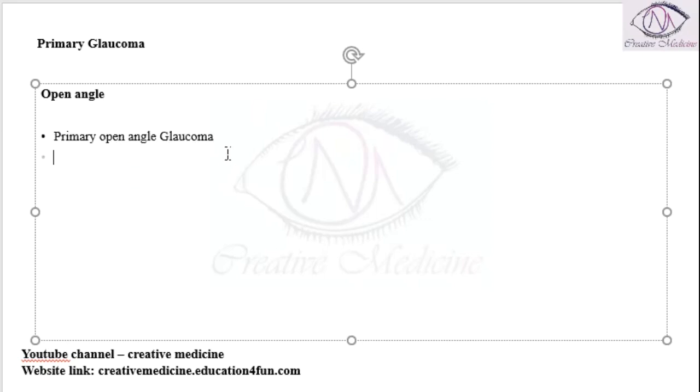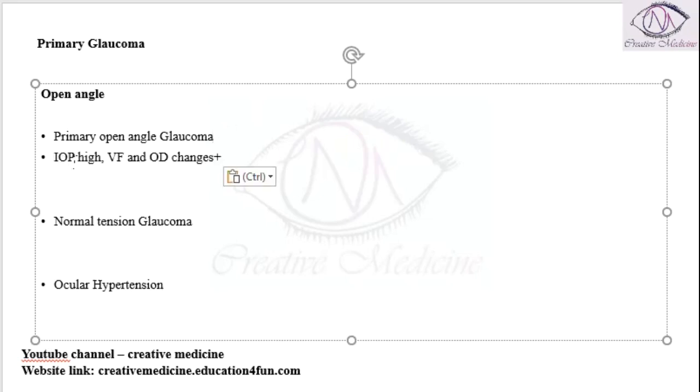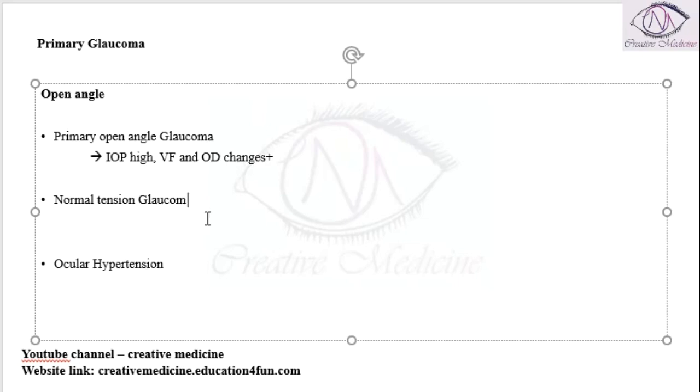There can be primary open angle glaucoma or there can be normal tension glaucoma. Then we have ocular hypertension. So what are the differences between primary open angle glaucoma, normal tension glaucoma and ocular hypertension? In primary open angle glaucoma, it is an actual glaucoma where you see high intraocular pressure along with visual field changes and optic disc changes.